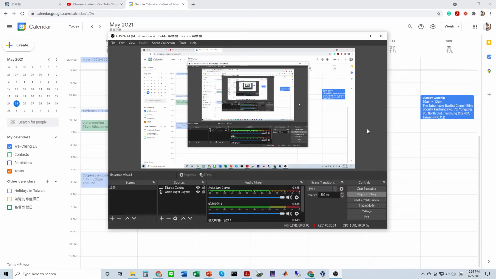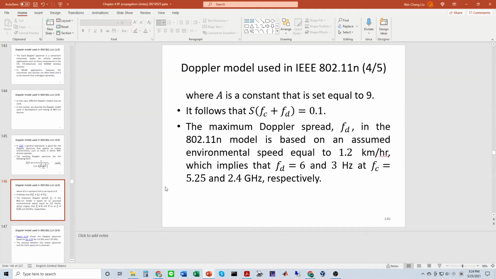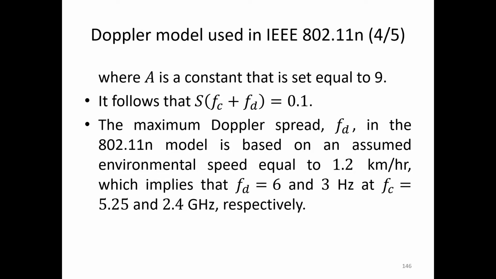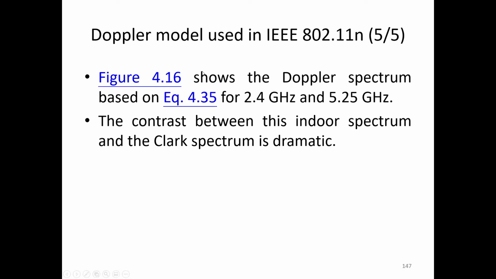Okay, let us continue. Figure 4.16 shows the Doppler spectrum based on equation 4.35 for 2.4 GHz and 5.25 GHz. Okay, let us look at figure 4.16.